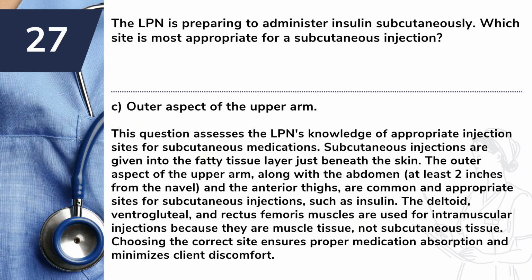anterior thighs, are common and appropriate sites for subcutaneous injections, such as insulin. The deltoid, ventrogluteal, and rectus femoris muscles are used for intramuscular injections because they are muscle tissue, not subcutaneous tissue. Choosing the correct site ensures proper medication absorption and minimizes client discomfort.